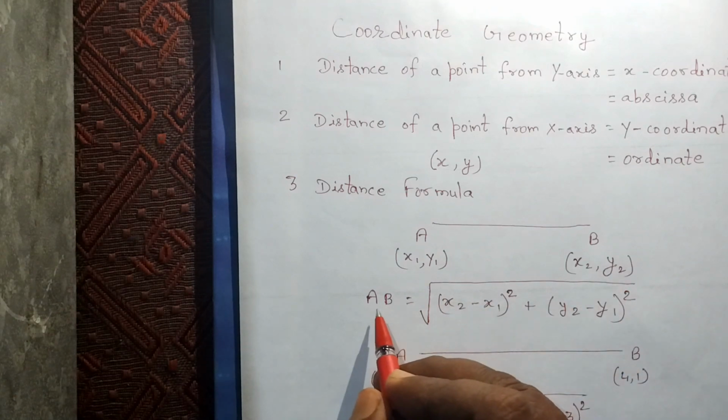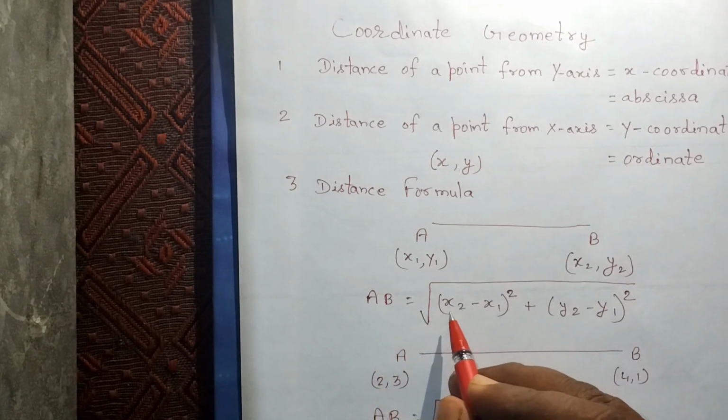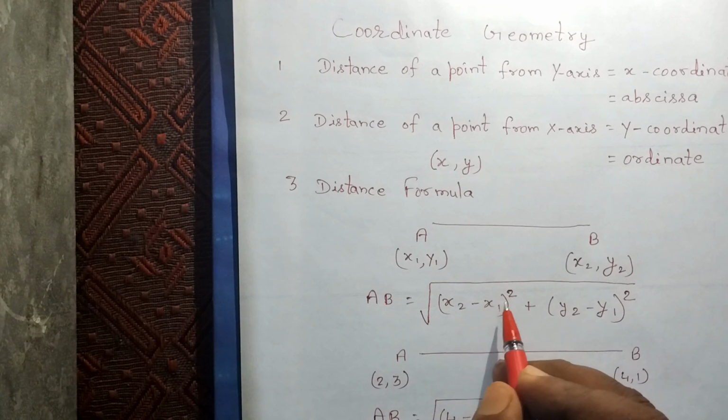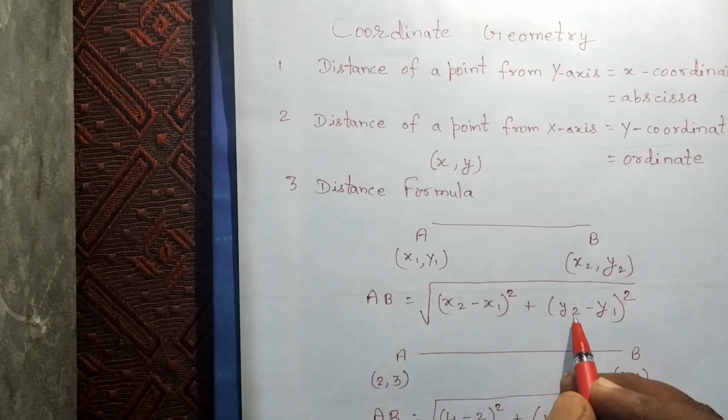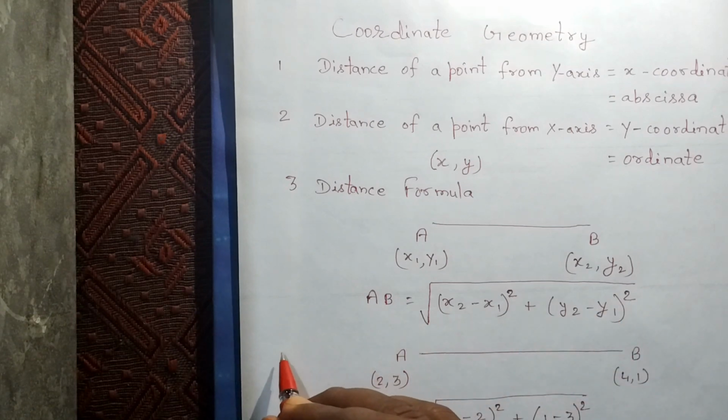Now the formula becomes AB. AB means distance between point A and point B, or length of the line segment joining point A to point B. That becomes root under x2 minus x1 whole square plus y2 minus y1 whole square. Here are a few examples.